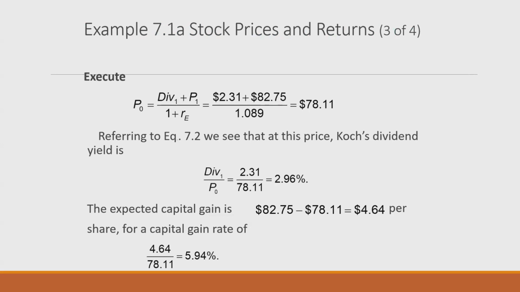So when you use equation 7.2, you see that the company Koch's dividend yield is equal to 2.96%, and the expected capital gain is $82.75 minus $78.11, equal to $4.64 per share, for a capital gain rate of 5.94%.